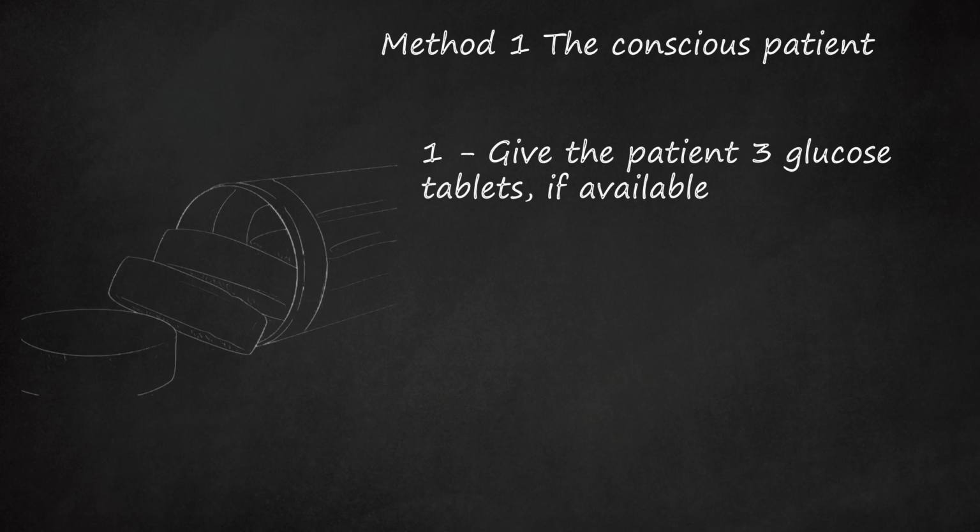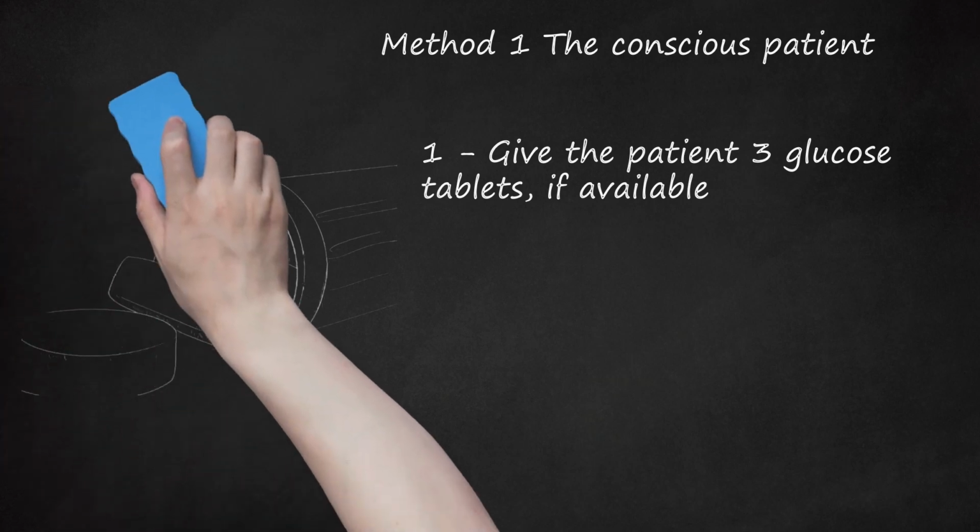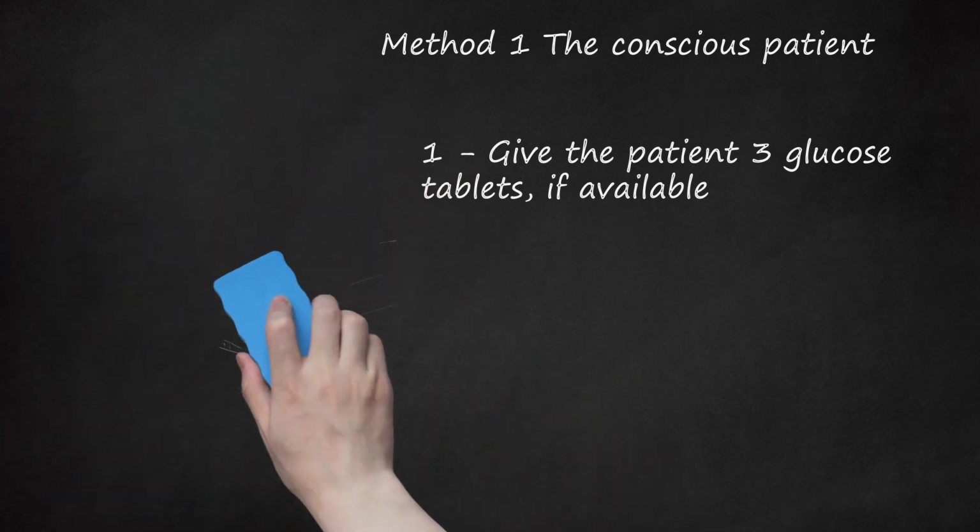If you do not have glucose tablets, you can give the patient 1 tablespoon, 15 milliliters, of sugar, honey, or sweetened jelly. Alternately, you could give the person 4 ounces, 118 milliliters, of fruit juice or non-diet soda. As a last resort, if you have nothing else on you, give the patient 5 or 6 pieces of hard candy.